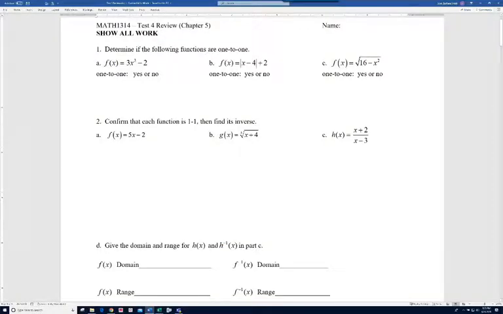Okay, in this video I'll be going over the test for review. I'm guessing there's going to be about 2 or 3 videos here. So in number 1 here it says determine if the following functions are one-to-one.